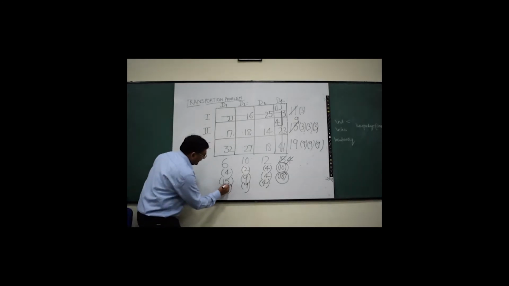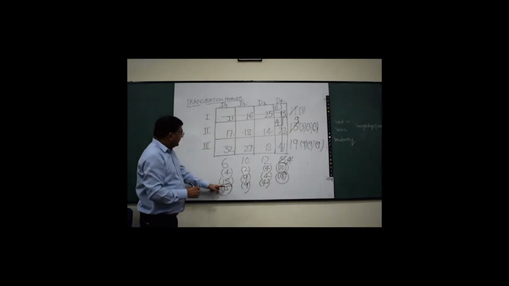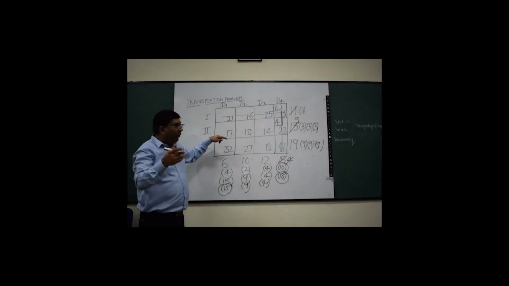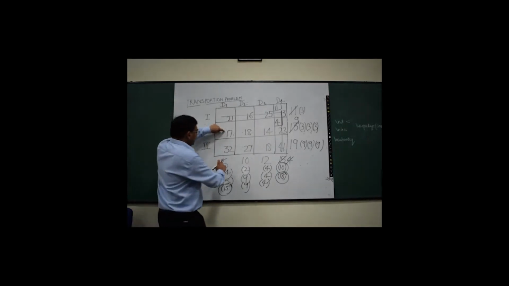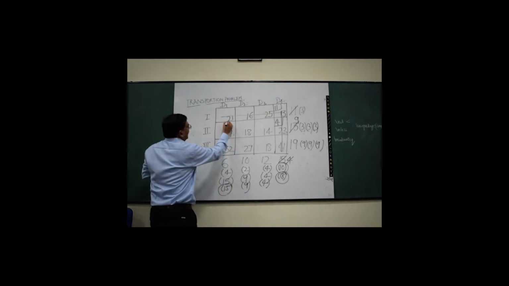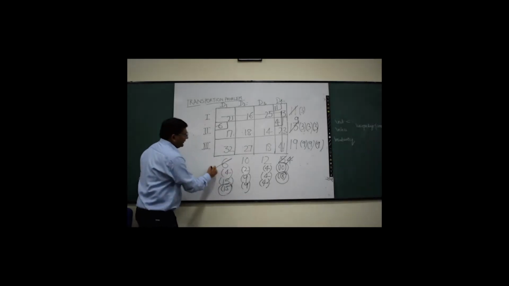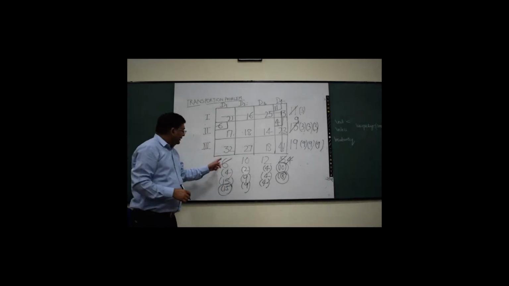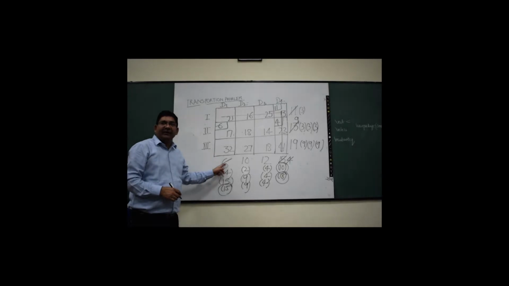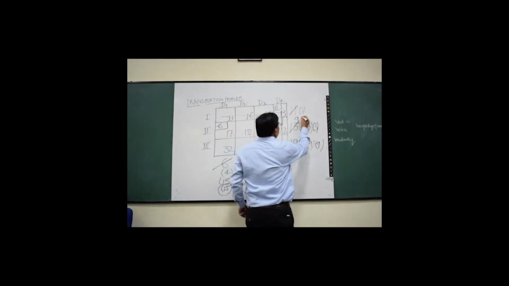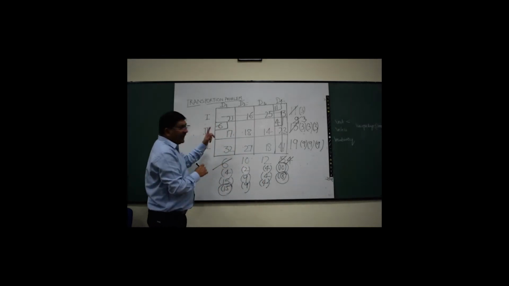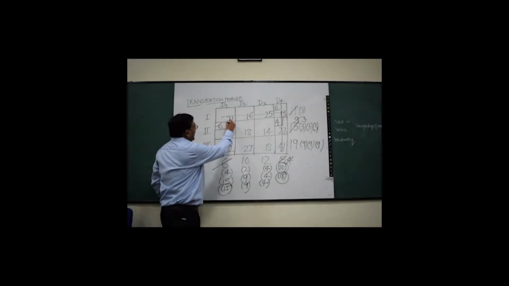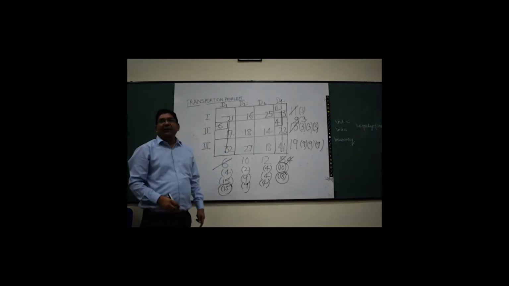We'll encircle this and find the minimum per unit cost in this column, that is 17, and we'll allocate the minimum of 6 and 9, that is 6 units here. This means your requirement for the first destination is complete, and we are left with 3 units here. In the next calculation, we'll eliminate this column.